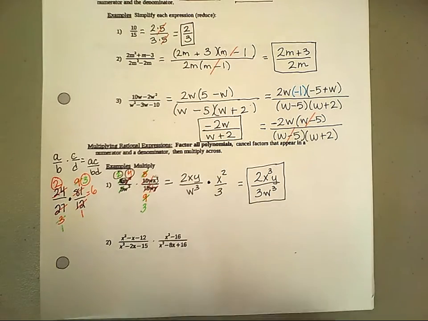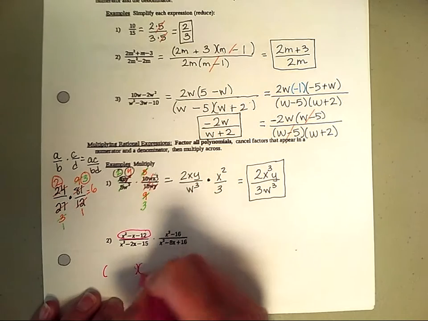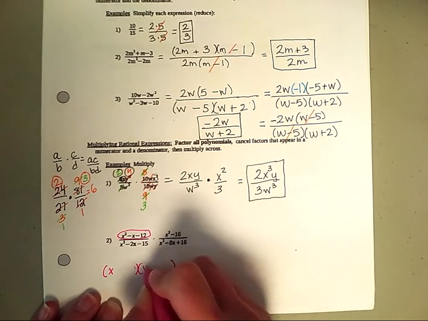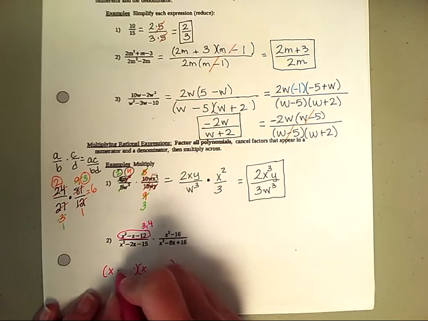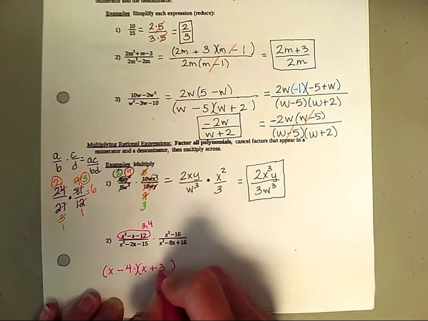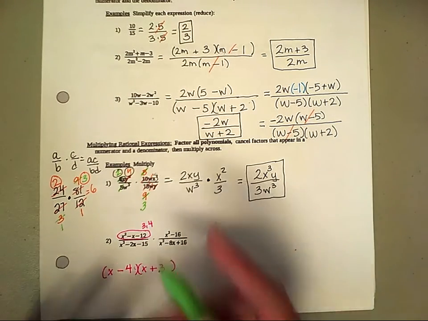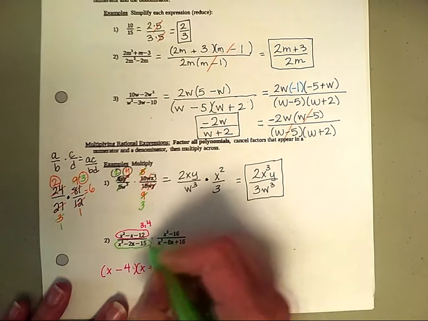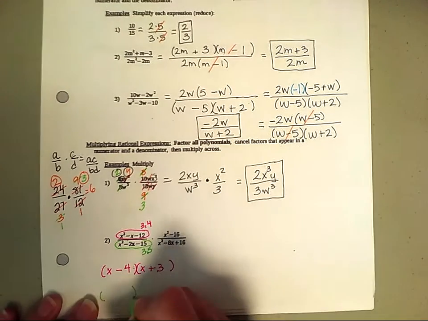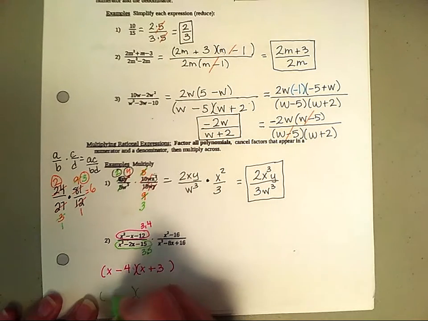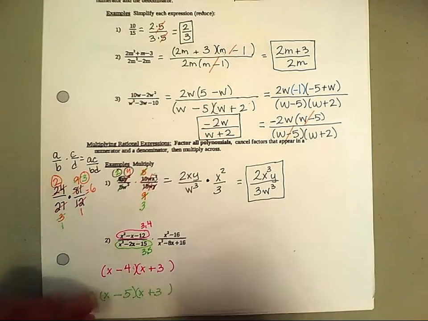Alright, let's continue. In number 2, we need to factor, so here we go. This one will factor into the factors of 12. Okay, we need an x and an x. The factors of 12 are 3 and 4, so we need a minus 4 plus 3 to get to a negative x. Here, the factors of 15 that will add or subtract to 2 are 3 and 5. So this will factor into x minus 5 and x plus 3.